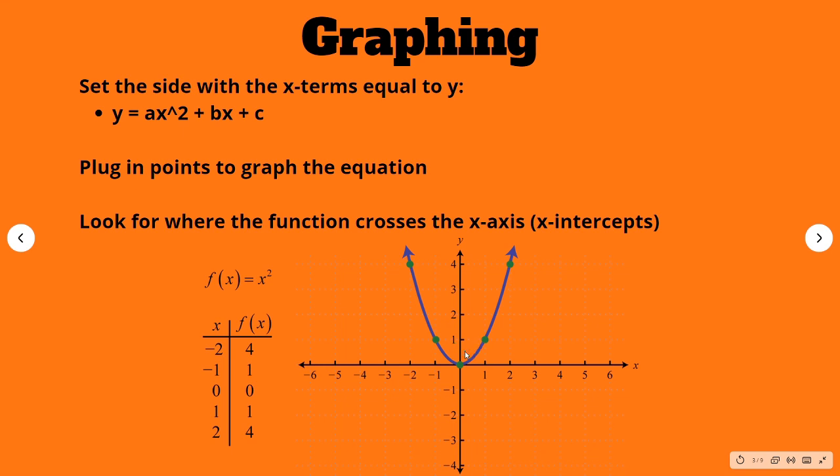Now, one thing to note is that graphing is probably the hardest method out of all of them, simply because it works for simple equations, but for more complicated ones, it may not be as easy to see where the x-intercepts are. And so it's the most time-consuming, and it can be inconsistent at times.